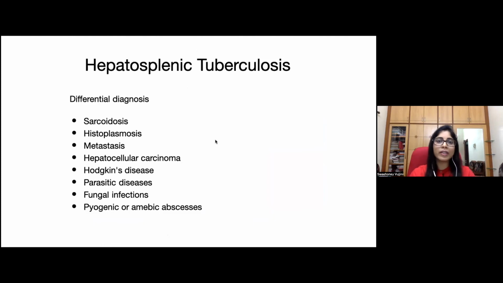The differential diagnosis for hepatosplenic tuberculosis include sarcoidosis, histoplasmosis, metastasis, hepatocellular carcinoma, Hodgkin's disease, parasitic diseases, fungal infections, and pyogenic or amoebic abscess.